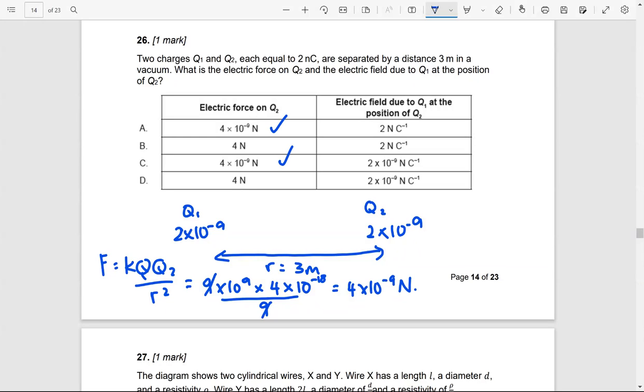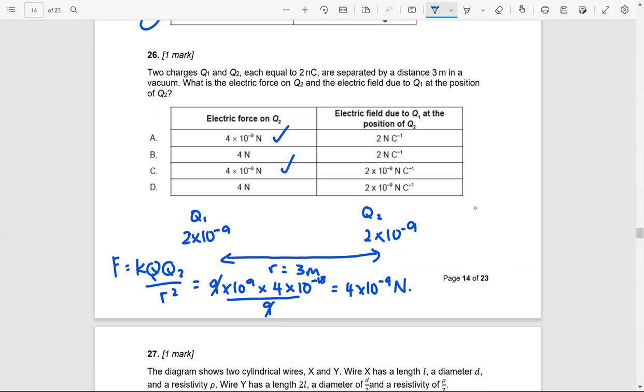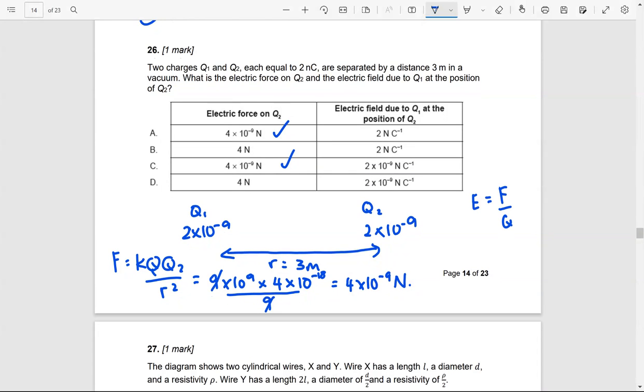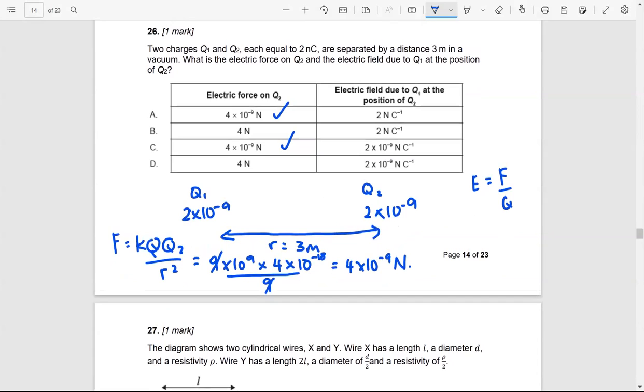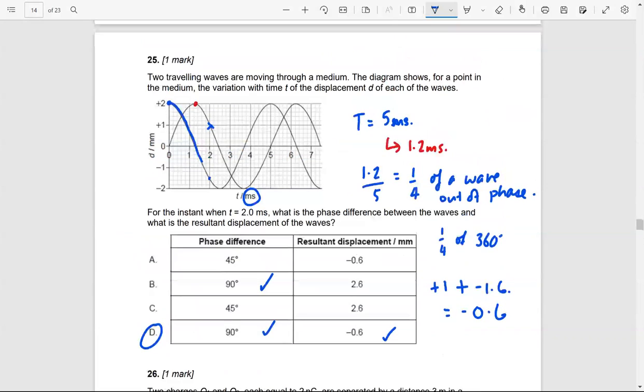Then we want the electric field. So the electric field is force divided by charge. You could do it with kq over r squared. That's another alternative. So I'm going to go with force divided by charge. So we've got 4. Sorry.